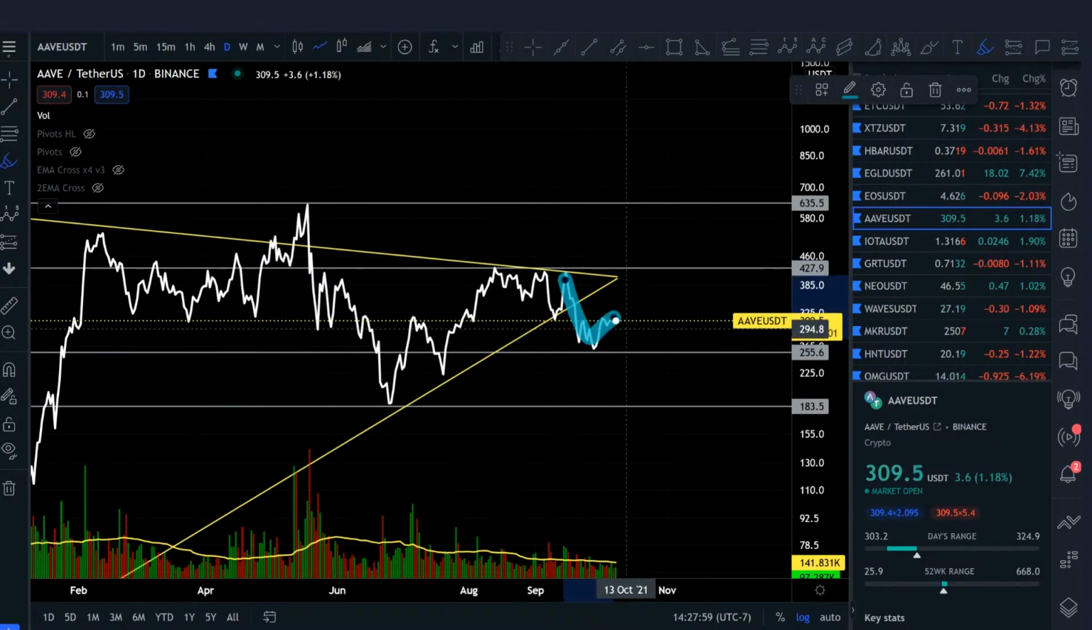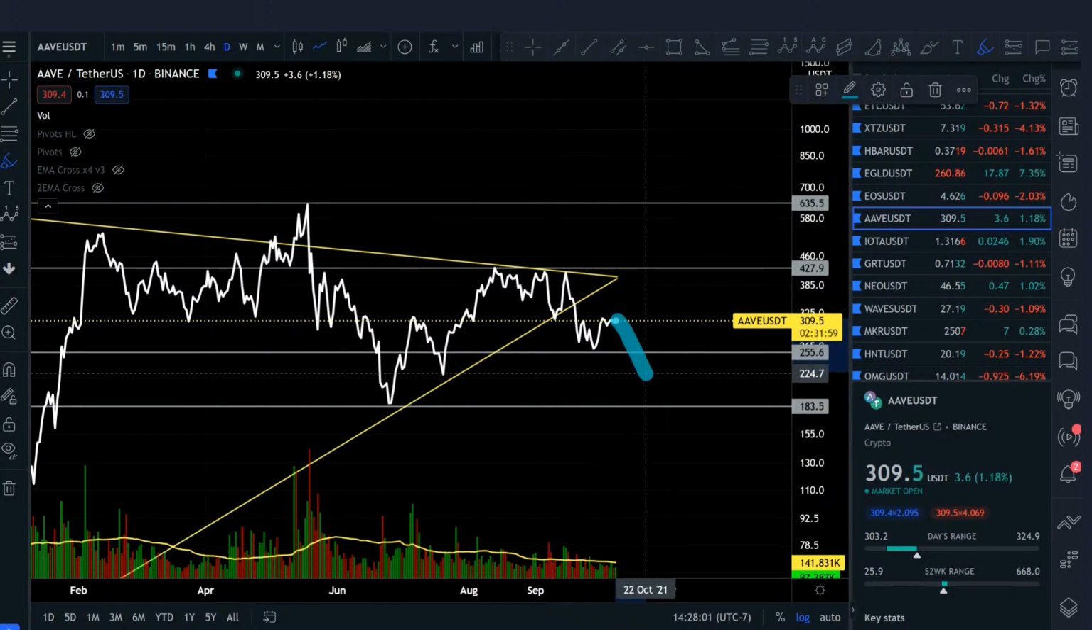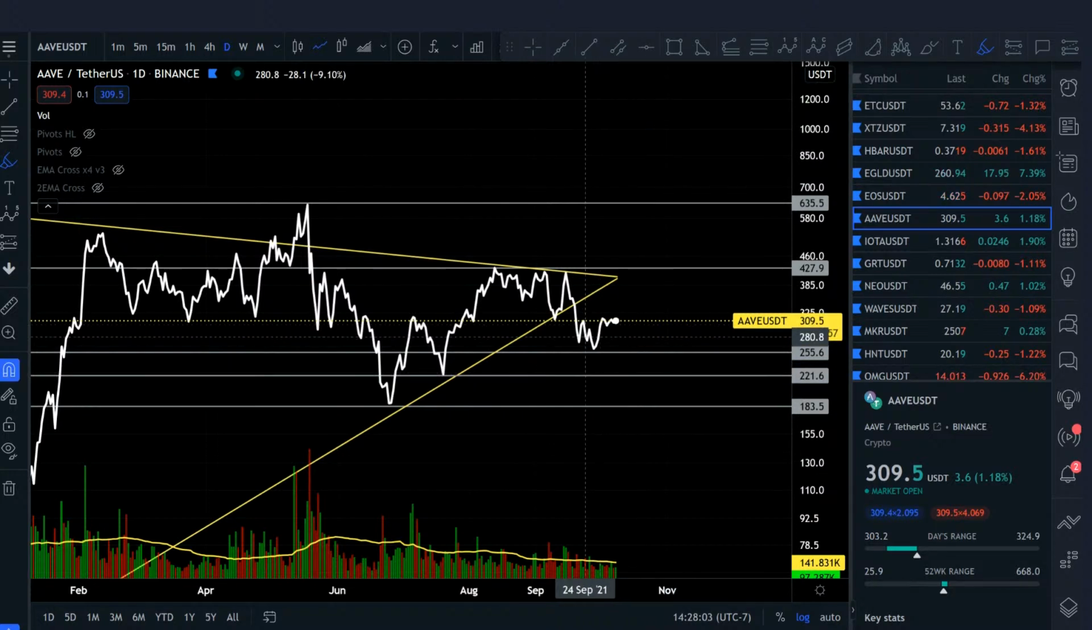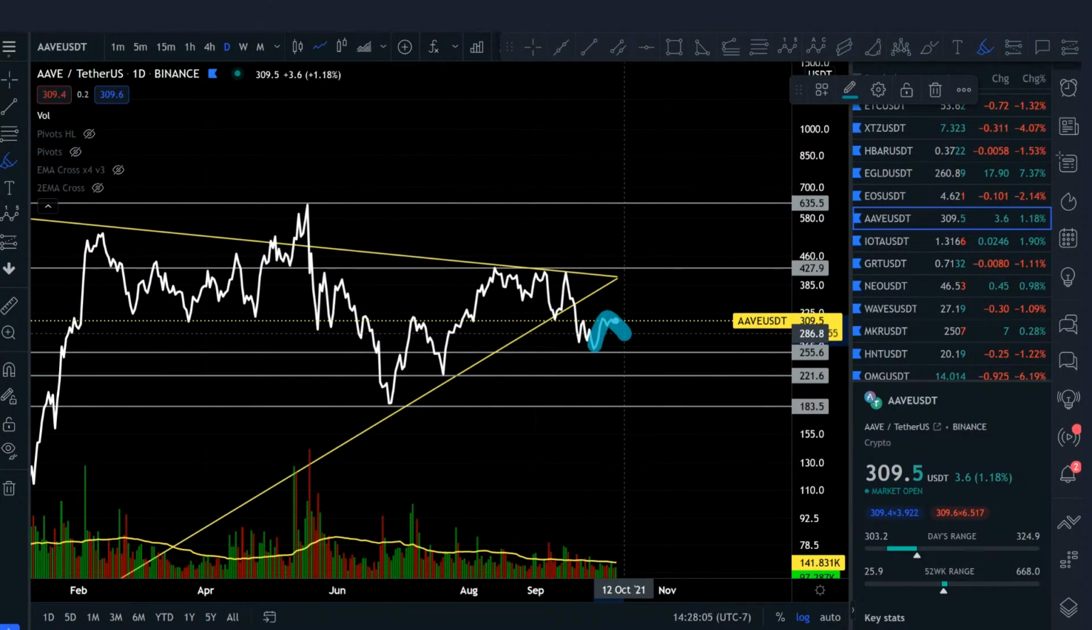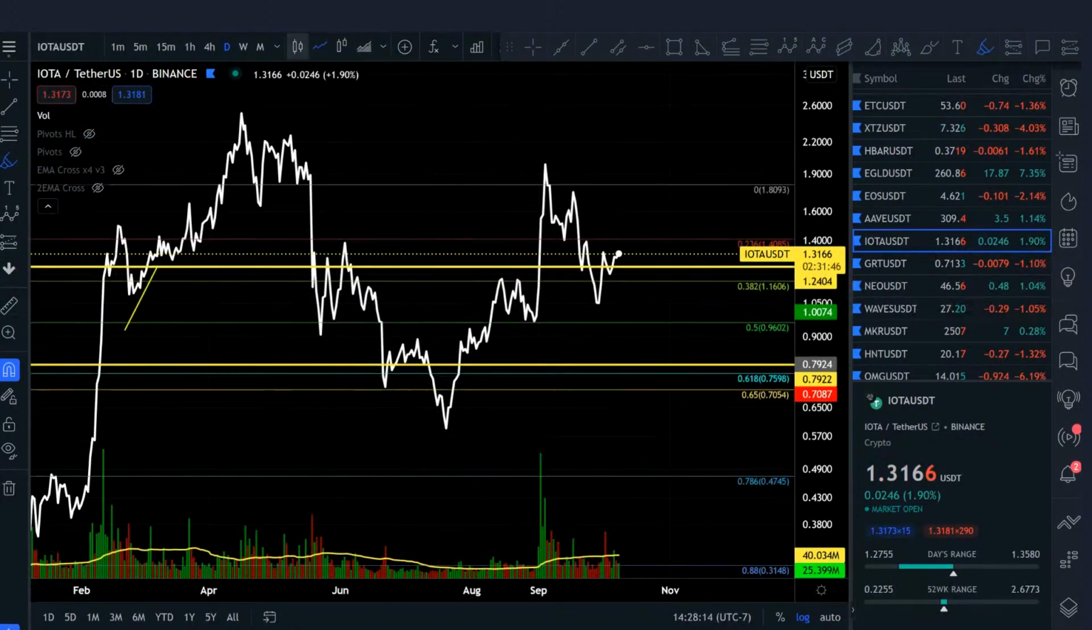So is this the lower high? If it is, we're going to pull back down to 248 or 224. If we get a trend reversal and just pull back a little bit to 286, we might bounce back up to the 371 range. Should be nice. So I'll watch out for that on AAVE.